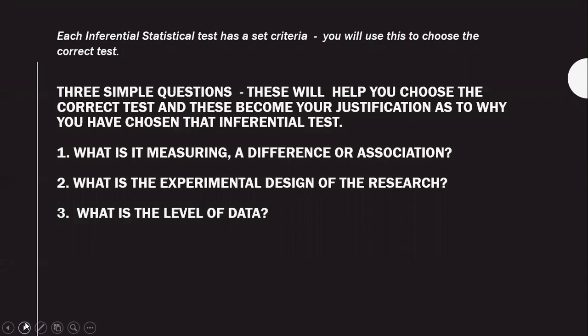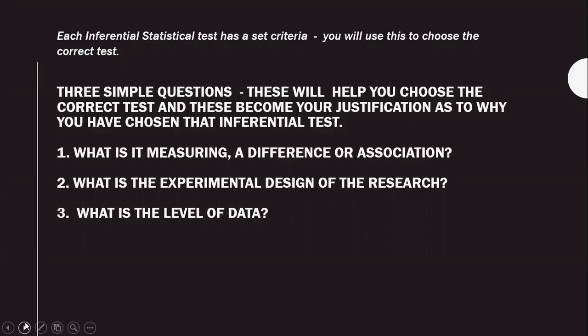Second question, what is the experimental design of this research? Now, please note, experimental design can only be used really in the sense if it's looking for a difference, not if it's looking for a correlation, right? Because then it will be a correlational type of design that you would use. So experimental designs, you know what they are. That's right. Repeated measures, matched pairs, and independent measures.